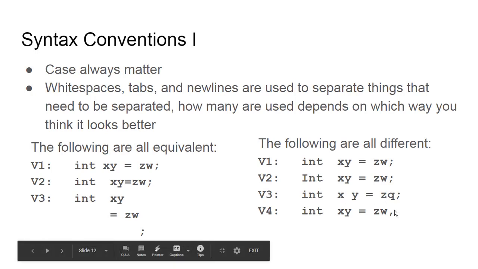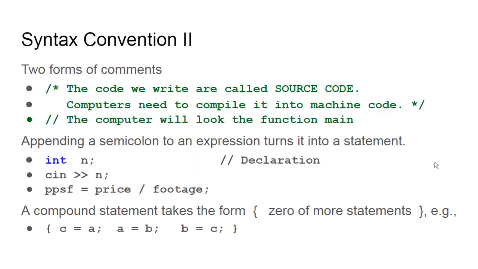And V4 would actually be legitimate if I have other things after this. If this is it, and then I start with another statement after that, then this is wrong. They want this declaration to be terminated by a semicolon. So I think we discussed the two forms of comments, and appending a semicolon to an expression turns it into a statement.